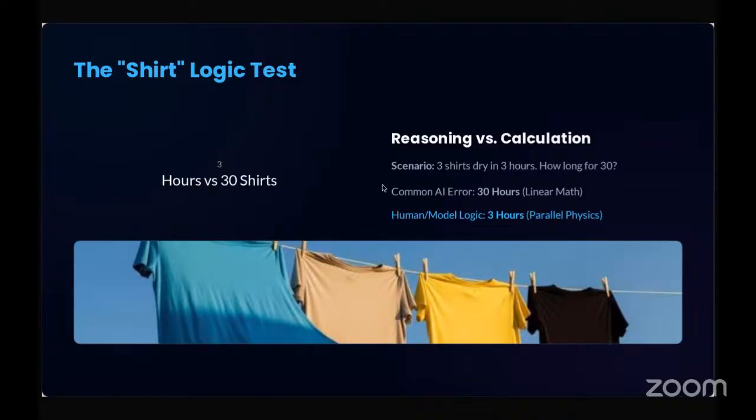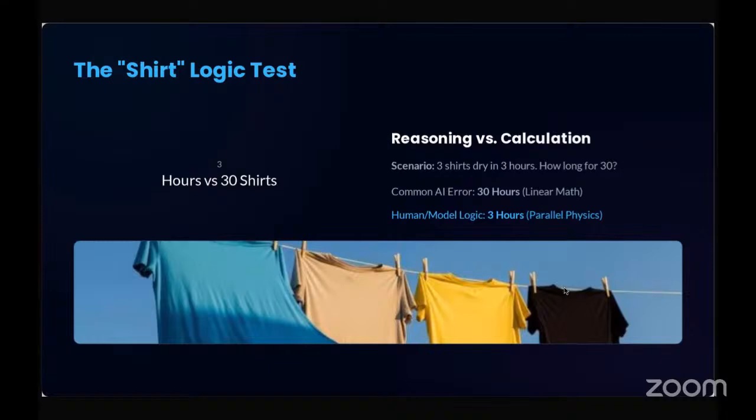And if you plug it into the AIs that only think in linear math, they're going to tell you 30 hours. But the ones that actually use logic, the ones that understand the human sense, they're going to tell you 3 hours, because obviously we can definitely dry a billion shirts at the same time, and they will dry in the same amount of time. So this is the difference between choosing the right AI for the right task.